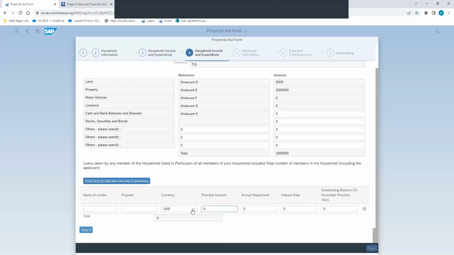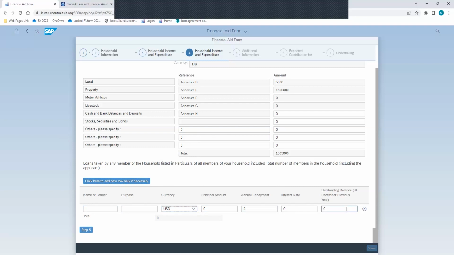and you have to fill who is the loan, name of the lender, like say who from your household is taking the loan, what is the purpose, and etc. Here's the currency, the principal amount, annual repayment. You have to write down how much you paid. But as I indicated above, I don't have any loan, so I'm just skipping this and not adding this line here.